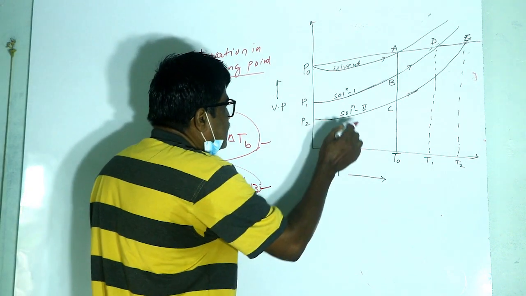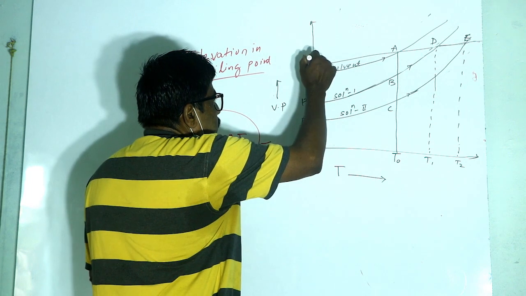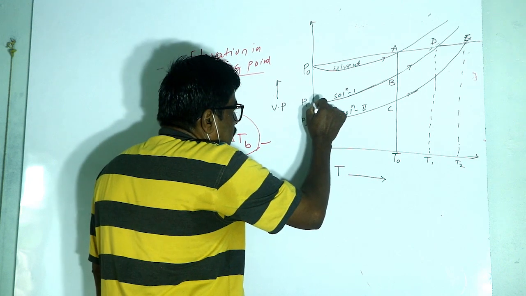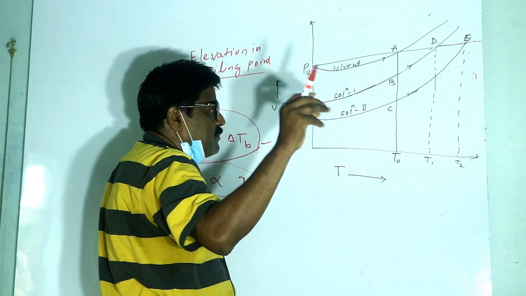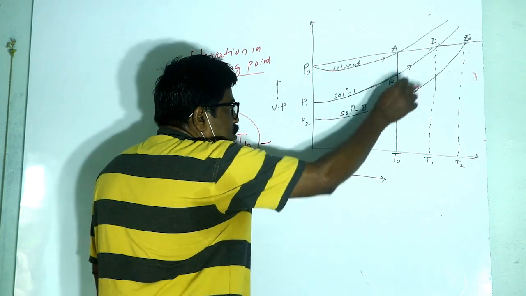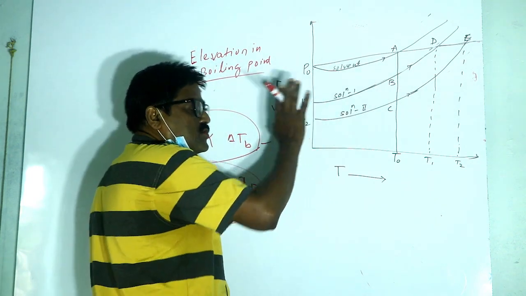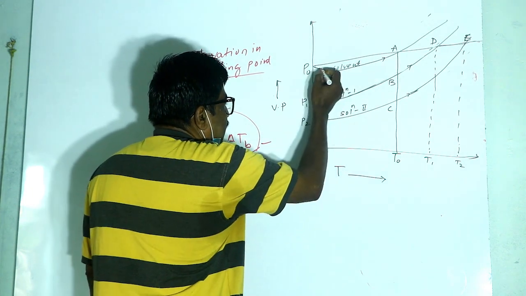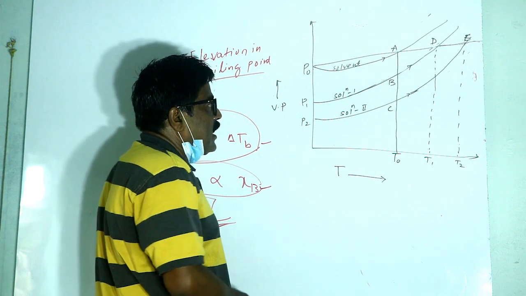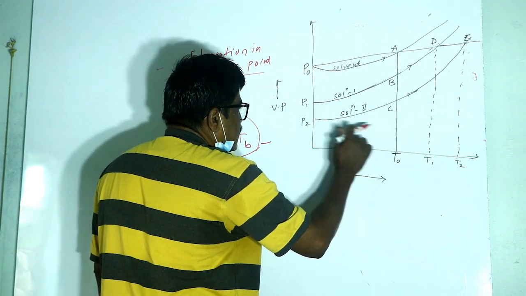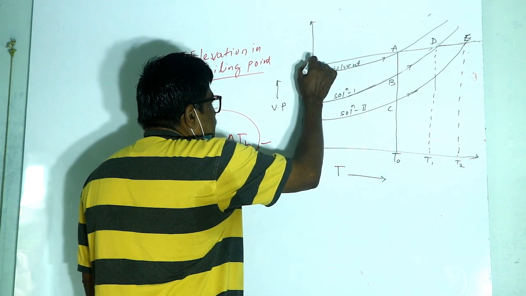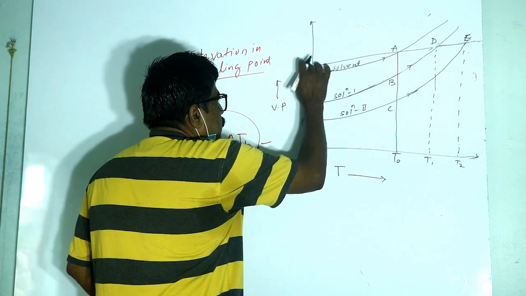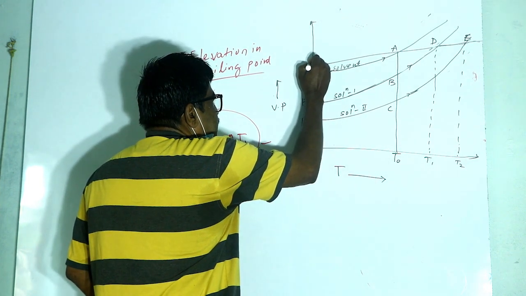How is it? Let's say this is the vapor pressure curve of the pure solvent, and this is the vapor pressure curve of solution 1 containing some non-volatile solute. This is solution 2 containing a larger amount of non-volatile solute. So here the pure solvent has vapor pressure P0, and let's say this is 1 atmosphere pressure.